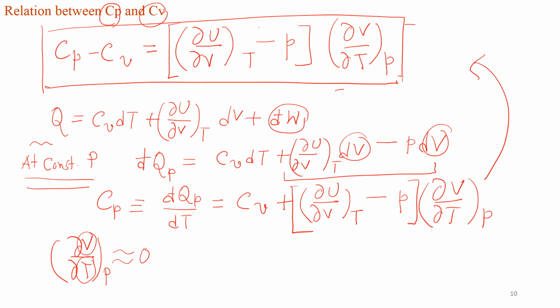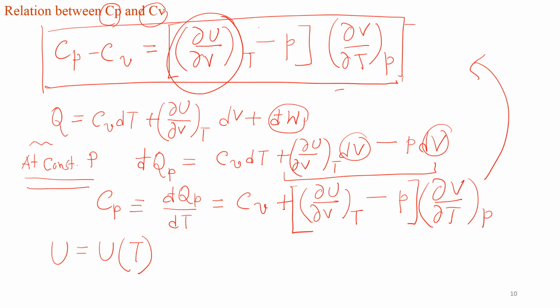Now let us consider what will happen for an ideal gas. For an ideal gas, we have (∂U/∂V)_T is 0. Why? Because the internal energy is only a function of temperature for ideal gas, and Joule's experiment showed that there is no change in internal energy with respect to volume. So, if the first term gets 0, then what we are left with is Cp minus Cv is nothing but minus P into (∂V/∂T)_P.